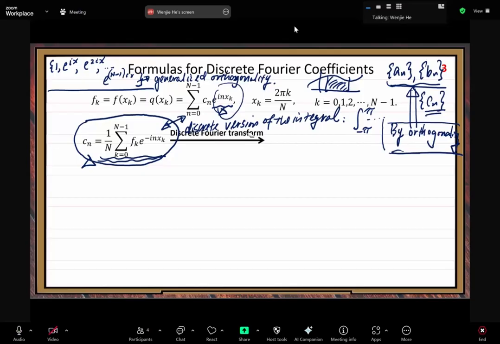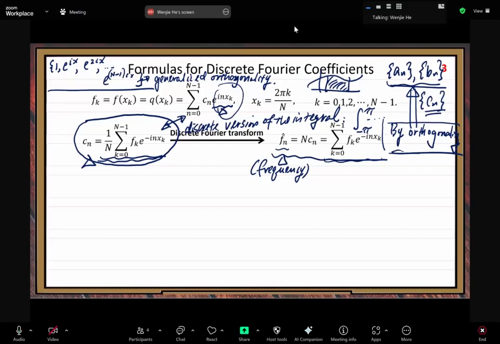So after you calculate these Cn coefficients, then we can define our discrete Fourier transform. Remember the transformation side, the frequency side. On the frequency side, we should have a sequence of numbers, this f hat n. Each number we represent as a summation. That's the definition of the discrete Fourier transform.